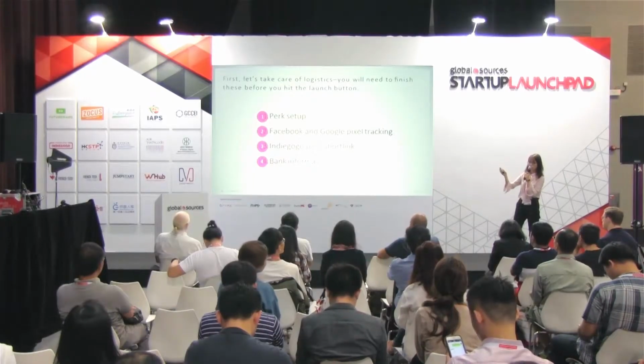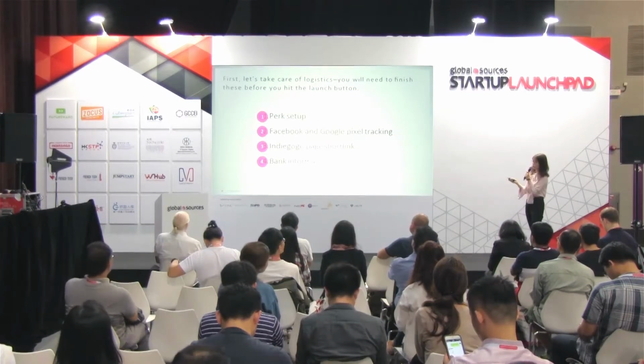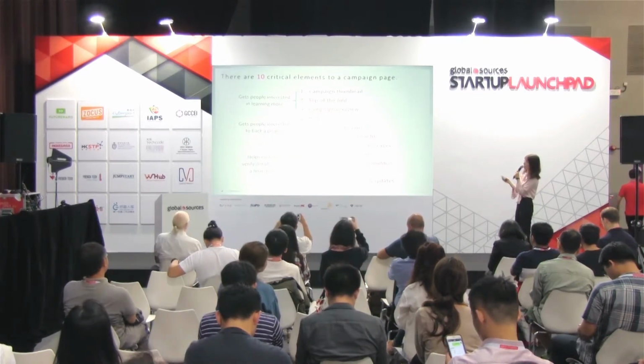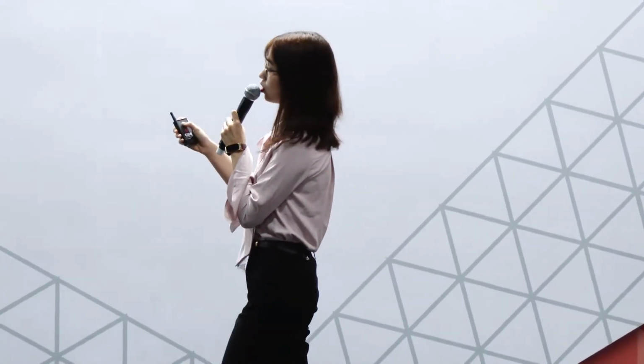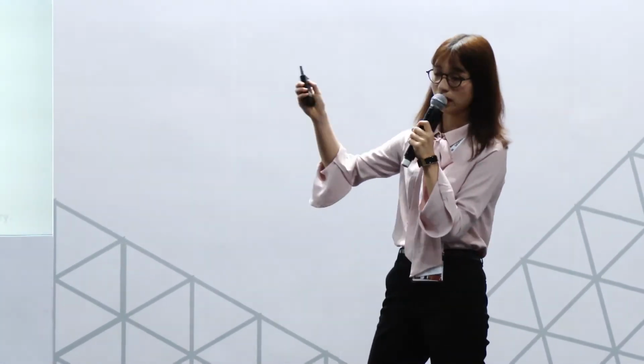So these are things to just keep a lookout for before you actually launch. And then now here are the 10 elements to a typical campaign page. And I like to break this down into 3 different areas.